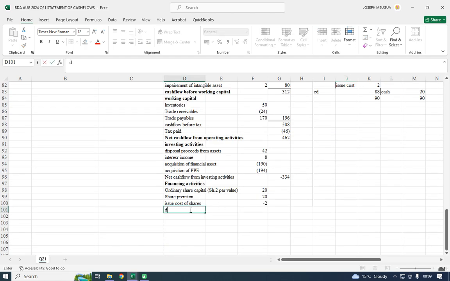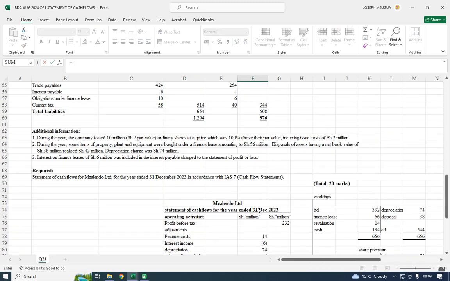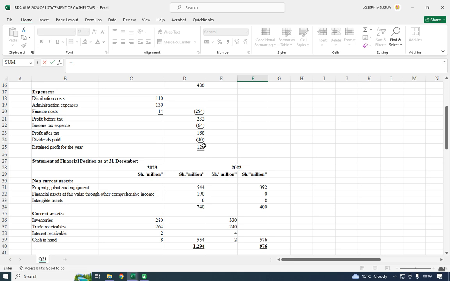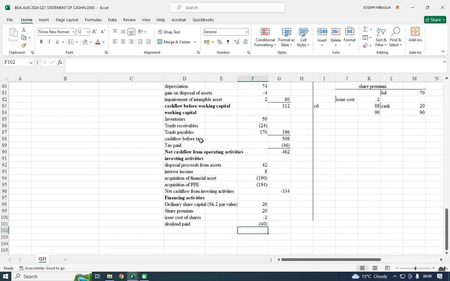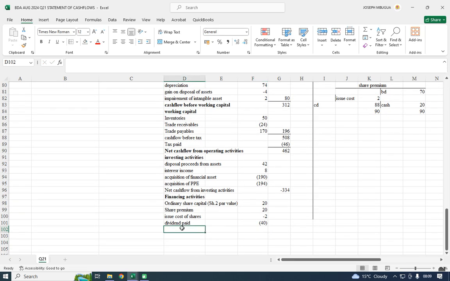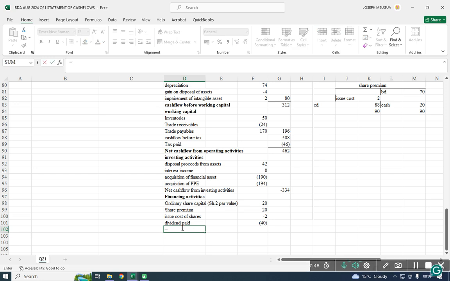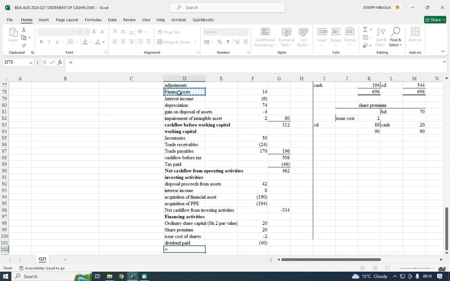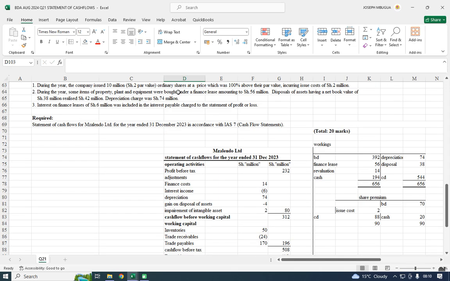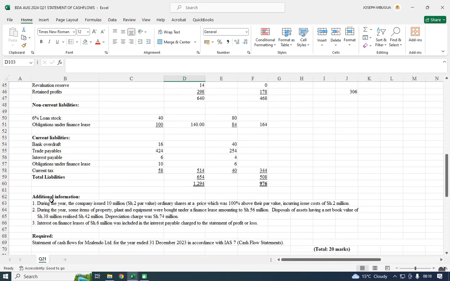So the dividend paid, let us first pick it directly. What we have as a dividend that was paid is not adding up, and we shall correct that. The dividend paid. Then the other thing is the finance cost. You can deal with the finance cost. Finance cost falls under the interest.